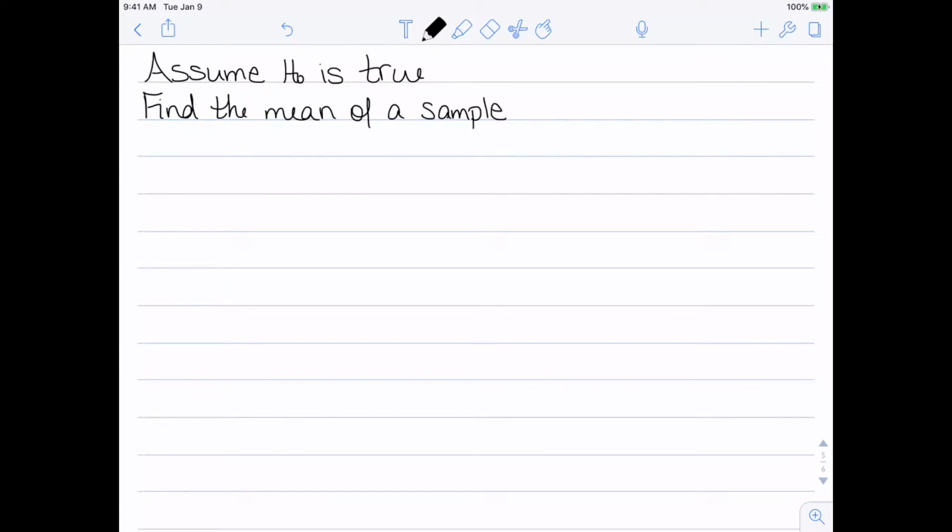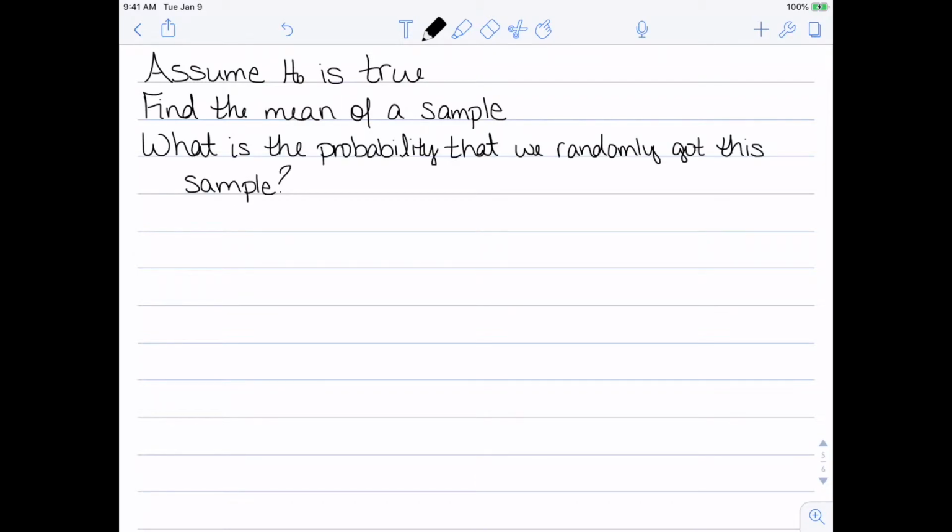So, the idea. We're going to assume H0 is true. We assume our null hypothesis is true. We're then going to get a sample and find the mean of the sample. We then want to find what is the probability that we randomly got this sample. Assuming that H0 is true and that is the true population mean, what is the probability that we just randomly got a sample with our sample mean?